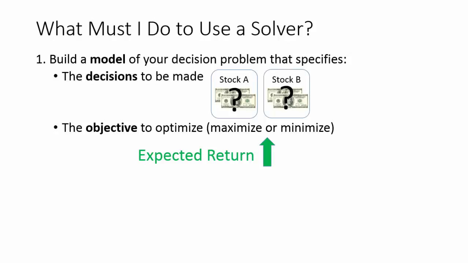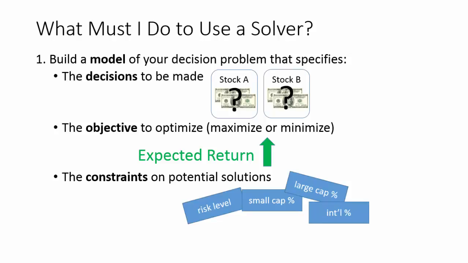In the case of the investment manager, I'll be trying to maximize my expected return from the portfolio that I create. The third element of your optimization model is the constraints. That is, as I try to maximize my expected return by allocating funds across stocks, what are the logical conditions that I need to keep in mind? And there are a number of these that the investment manager might need to consider.